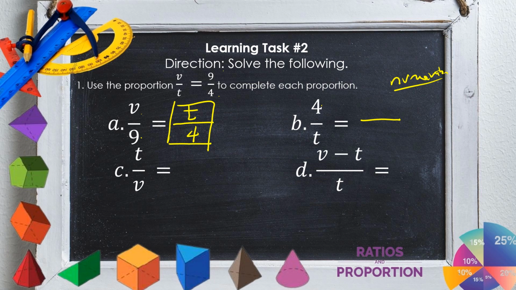Next, you have letter C, you have t over b. In this, you have your inverse property. So, you're just going to get the inverse of the other side. Inverse lang natin yung kabila. So, inverse lang po to 9 over 4.